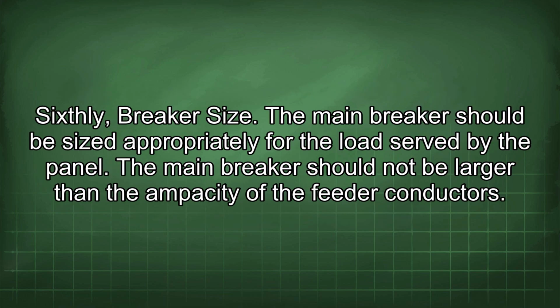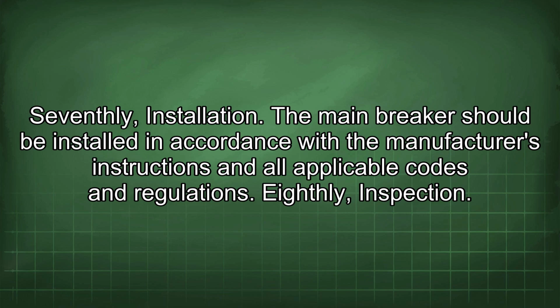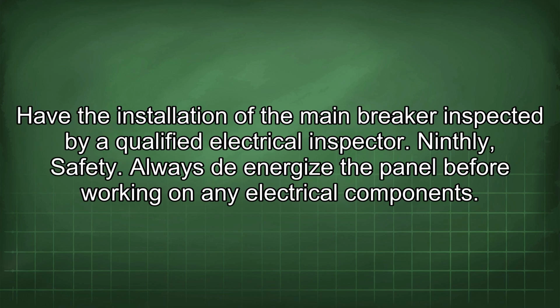Sixthly, breaker size. The main breaker should be sized appropriately for the load served by the panel. The main breaker should not be larger than the ampacity of the feeder conductors. Seventhly, installation. The main breaker should be installed in accordance with the manufacturer's instructions and all applicable codes and regulations. Eighthly, inspection. Have the installation of the main breaker inspected by a qualified electrical inspector.